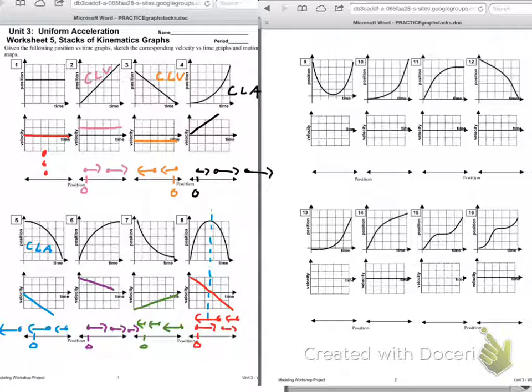So now we'll move on to number 9. Number 9, again, we have a parabola. So this parabola, we'll split it down the middle. And then as we split it down the middle, again, we see that these velocities here at the top are more negative than they are here at the bottom.